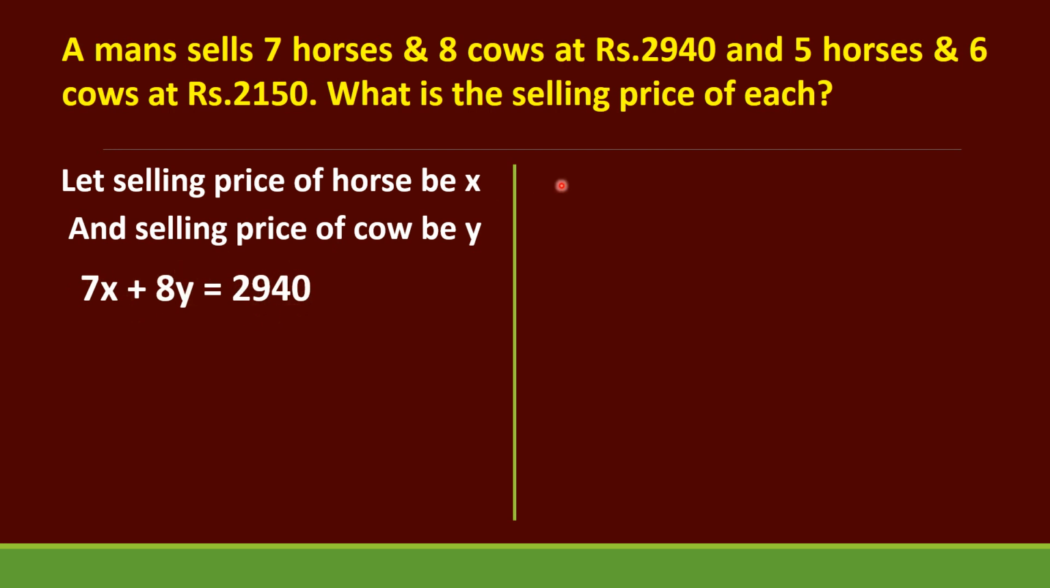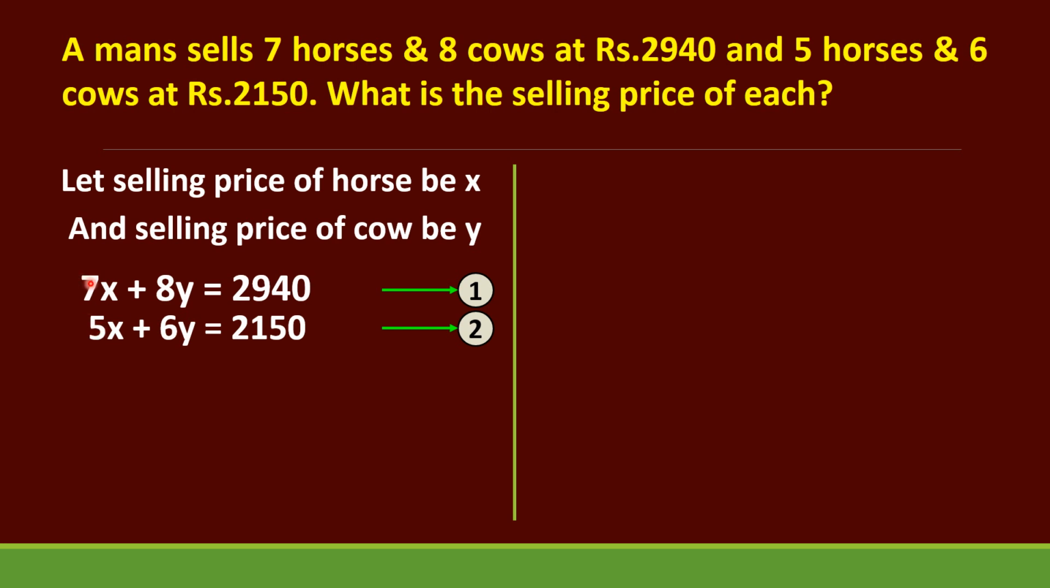Similarly, it is given that he sells 5 horses and 6 cows at rupees 2150. So 5x plus 6y is equal to 2150. Now we get two equations. This is our first equation and this one is the second equation. Now, in order to eliminate any of these values, we have to make their coefficients same. Let us consider the x values. So the coefficient of x here is 7, here it is 5. In order to make them same, we have to multiply this 7 with 5 and this 5 with 7.